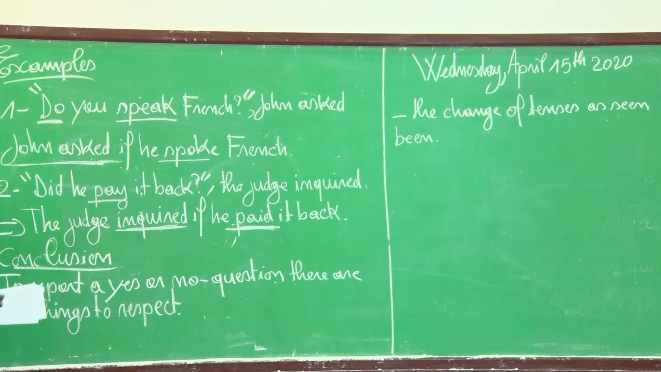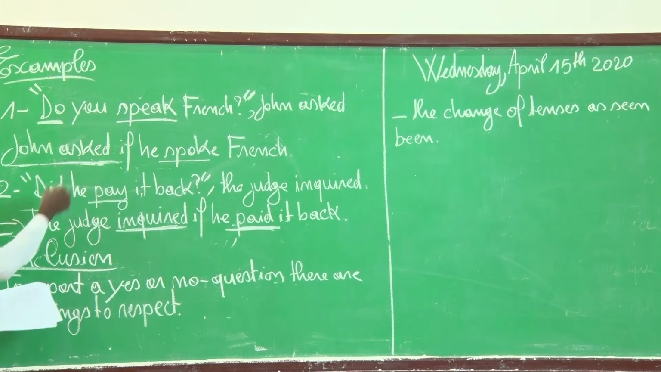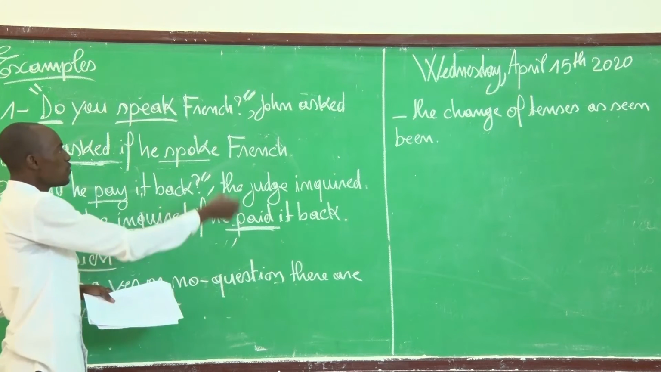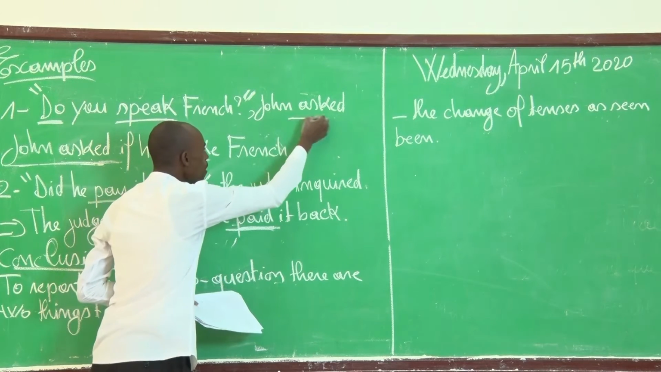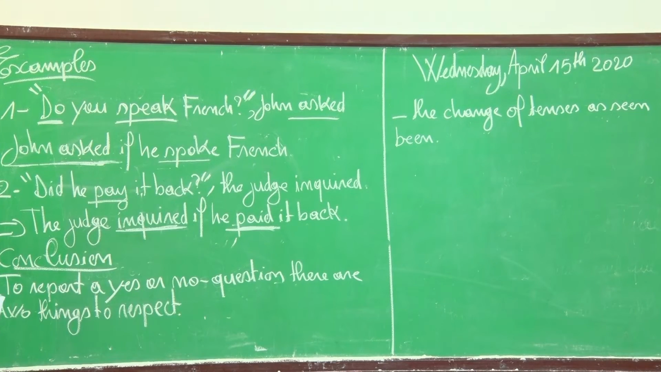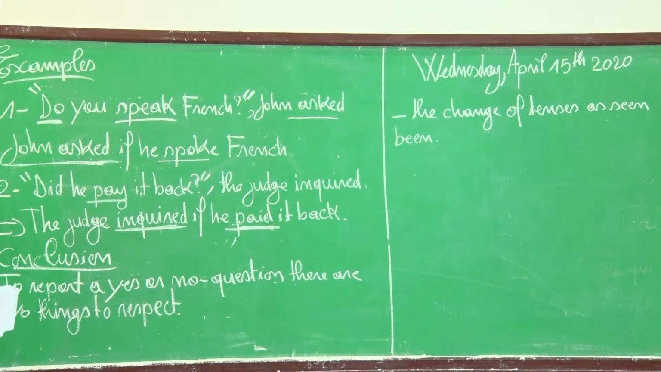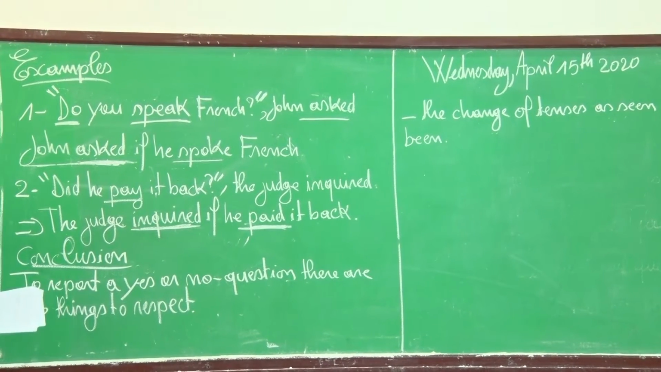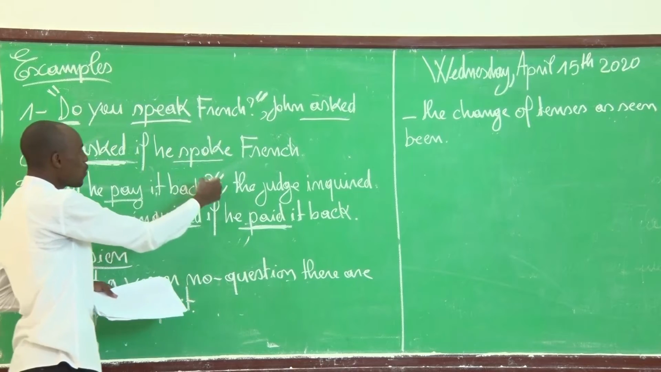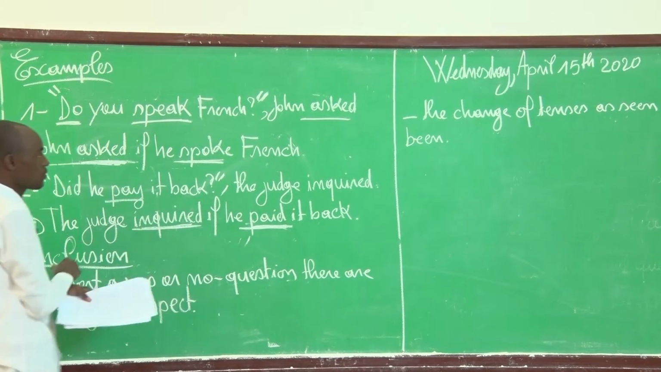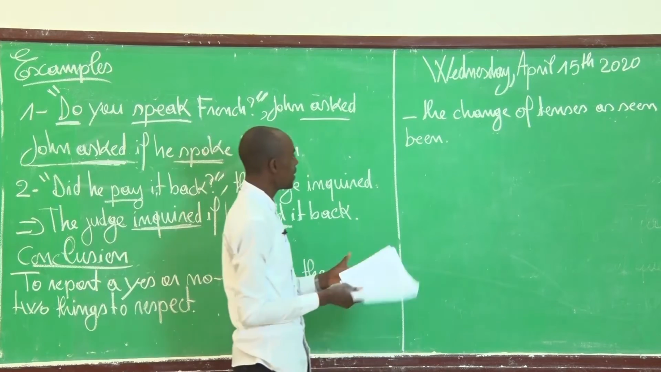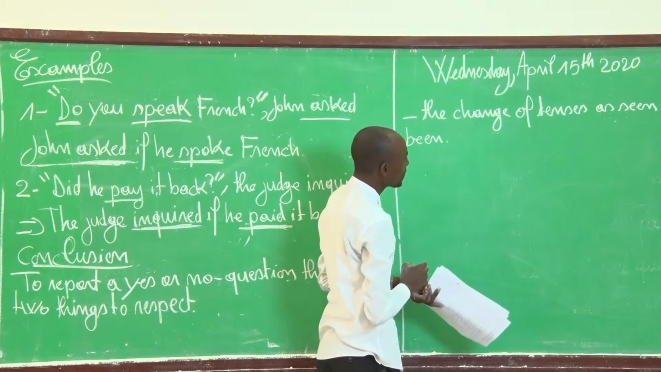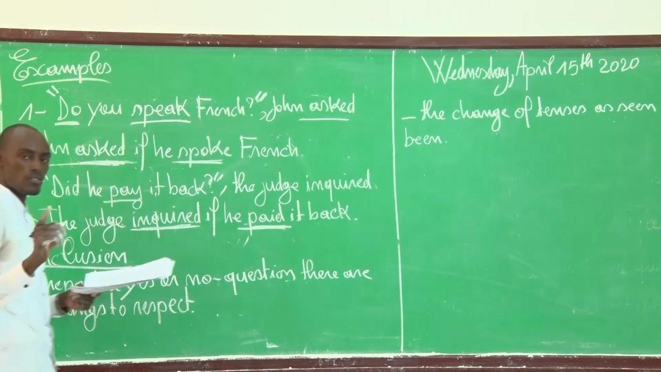As in these questions, we have here the simple present changes into the simple past, when the introductory verb is in the simple past. Do you speak French? John asked. Here we have the simple past. John asked if he spoke French. Good. That is what we have said: the change of tenses as seen before. This is the first remark.